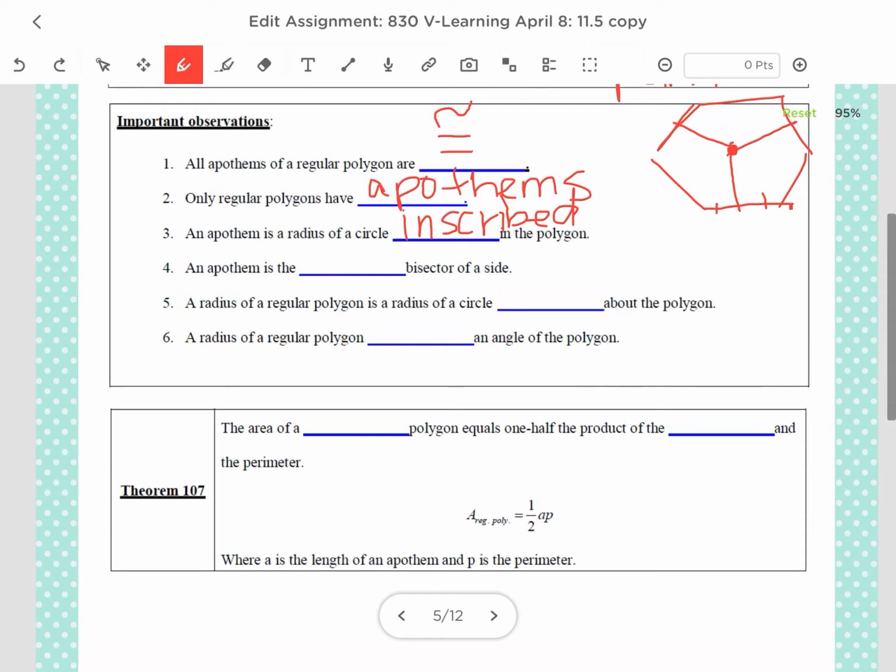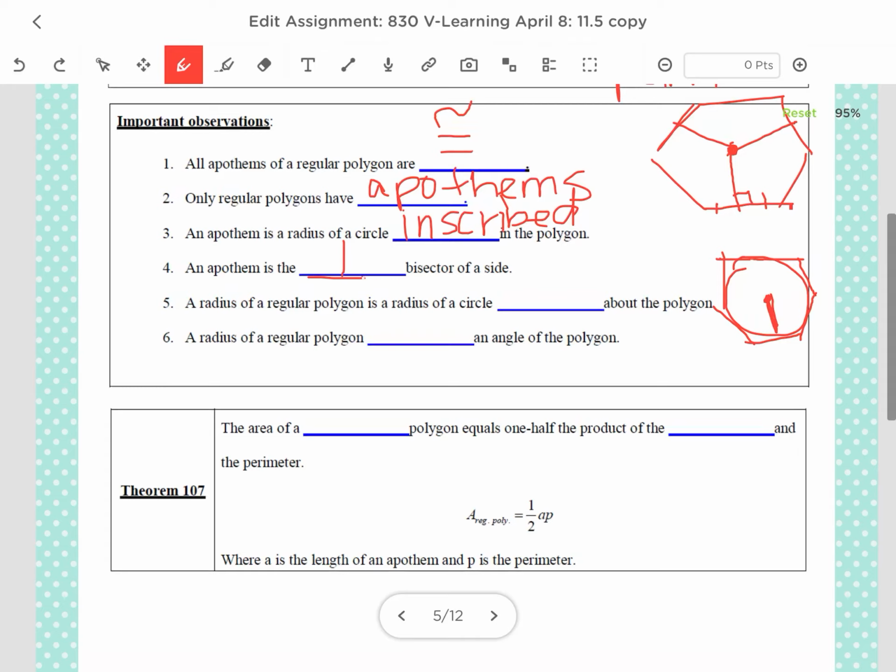So if I were to have a circle like this, and I inscribe that circle in the polygon, the apothem basically would be the radius of that circle. An apothem is the perpendicular bisector of a side. So not only does it connect to the midpoint, it also forms right angles.